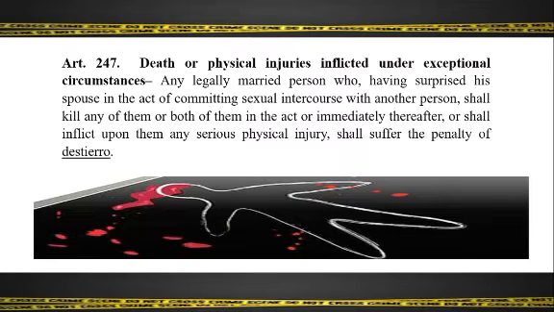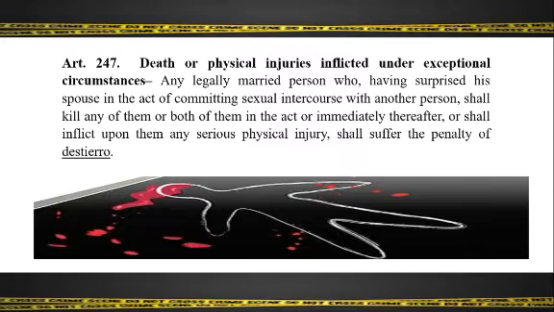Article 247, death or physical injuries inflicted under exceptional circumstances. Any legally married person who, having surprised his spouse in the act of committing sexual intercourse with another person, shall kill any of them or both of them in the act or immediately thereafter, or shall inflict upon them any serious physical injury, shall suffer the penalty of destierro. So, if he shall inflict upon them physical injuries of any kind, he shall be exempt from punishment. This rule shall be applicable under the same circumstances to parents with respect to their daughters under 18 years of age and their seducer, while the daughters are living with their parents. Any person who shall promote or facilitate prostitution of his wife or daughter, or shall otherwise have consented to the infidelity of the other spouse, shall not be entitled to the benefits of this article.